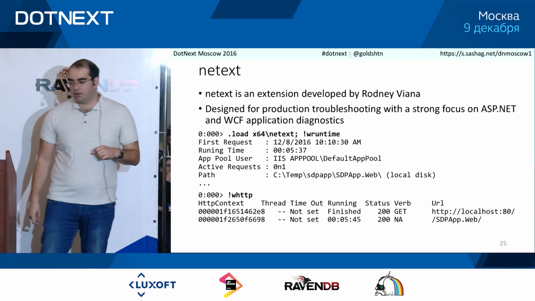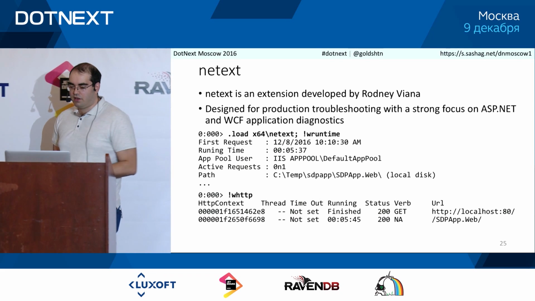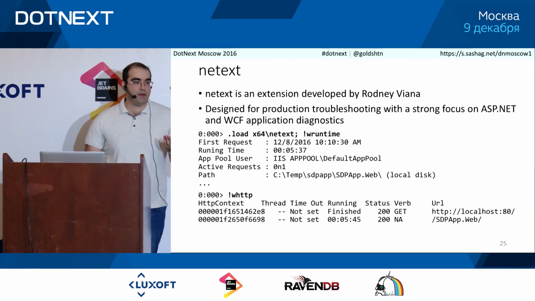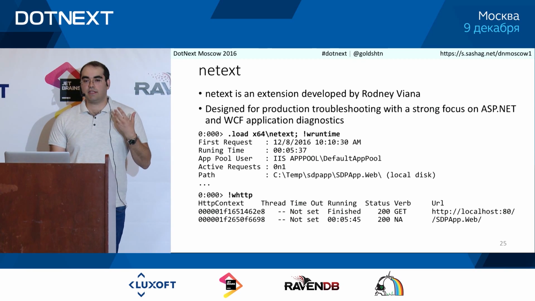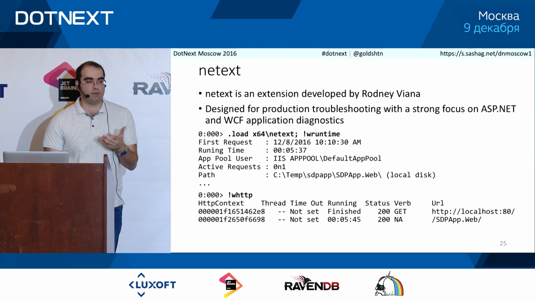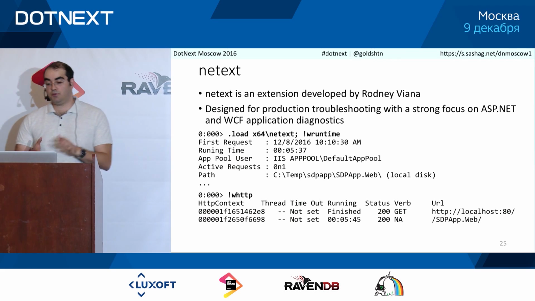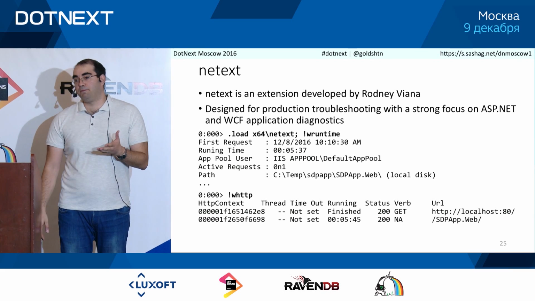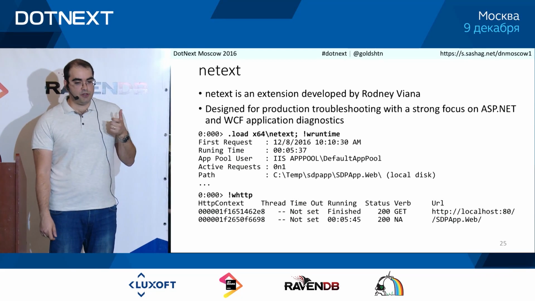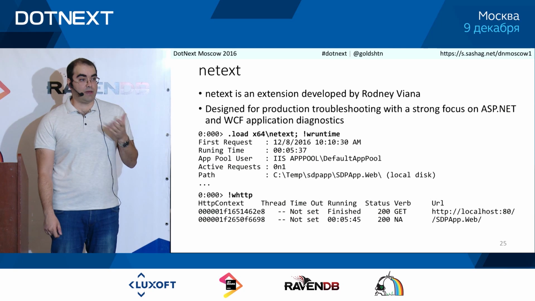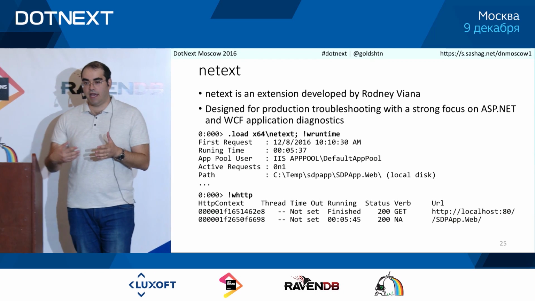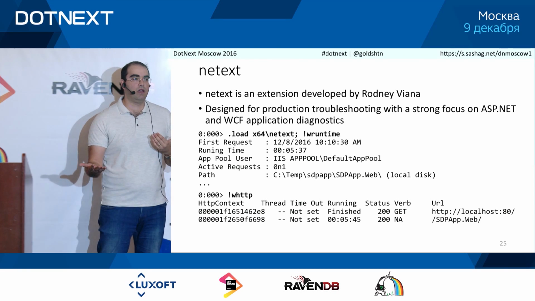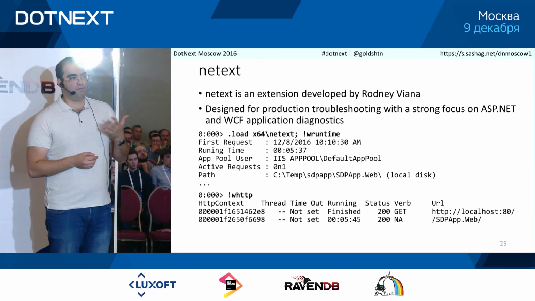So in this example, I loaded the extension and then I ran a command called wruntime, which prints out information about any ASP.NET applications I have in my process. This is already pretty useful. And then there's a command called whttp, which prints out all the HTTP requests that I have on my heap. These can be executing HTTP requests that my server is handling right now, or they can be already completed.